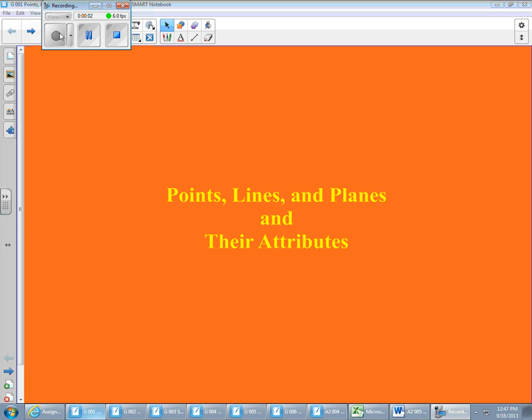Okay, today we're going to spend a little bit of time reviewing for our test tomorrow. This first lesson we looked at was called Points, Lines, and Planes and Their Attributes. If you remember, this is the one that was really, really long. It was the first night of notes that you had to take. I should have broken it into two halves instead of giving you it all in one night.